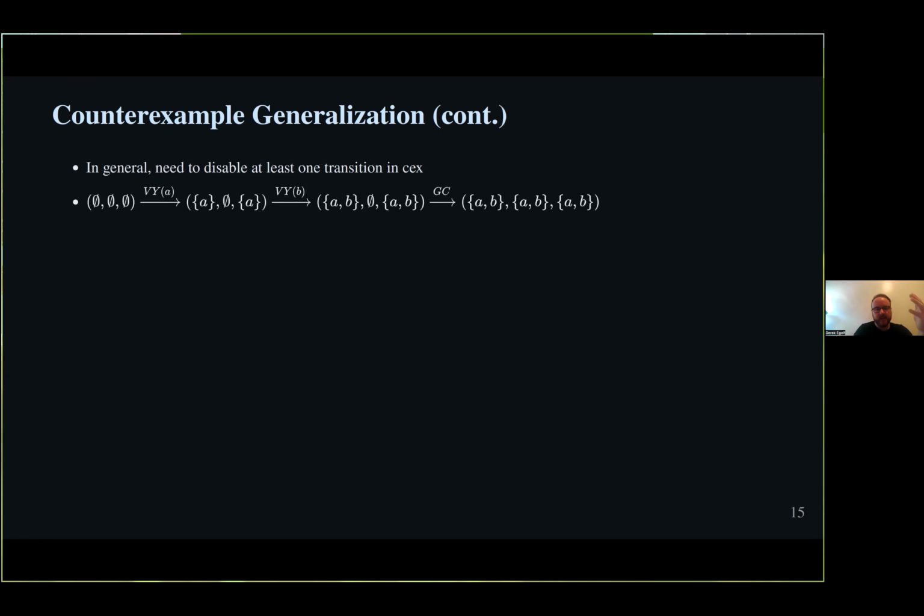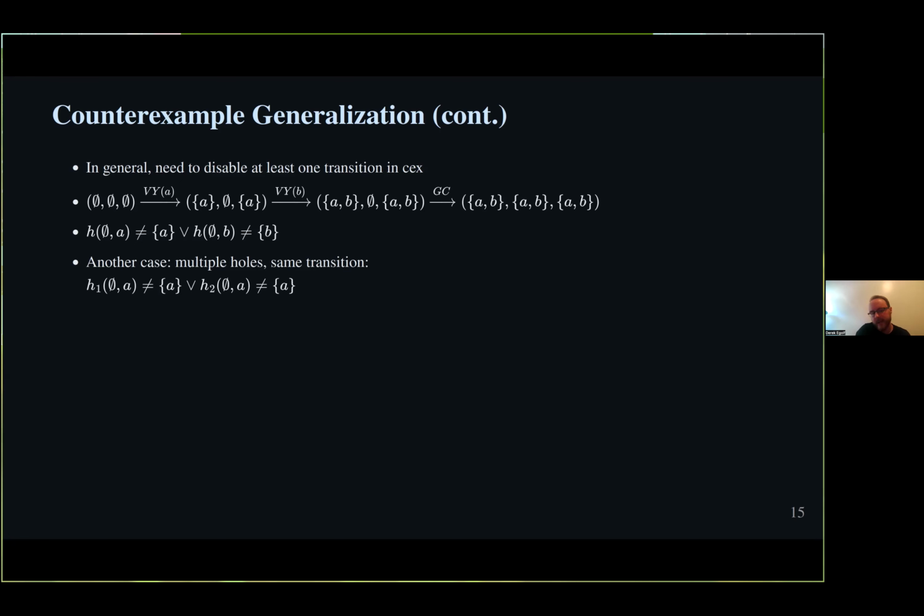Just to maybe generalize those ideas a little bit, in general, we might need to disable at least one transition in a counterexample. So if we have a counterexample where A votes yes, then B votes yes, because the vote yes A transition and the vote yes B transition are both controllable, it's sufficient and necessary to disable at least one of those transitions. And that will ensure that we never see this particular counterexample again.